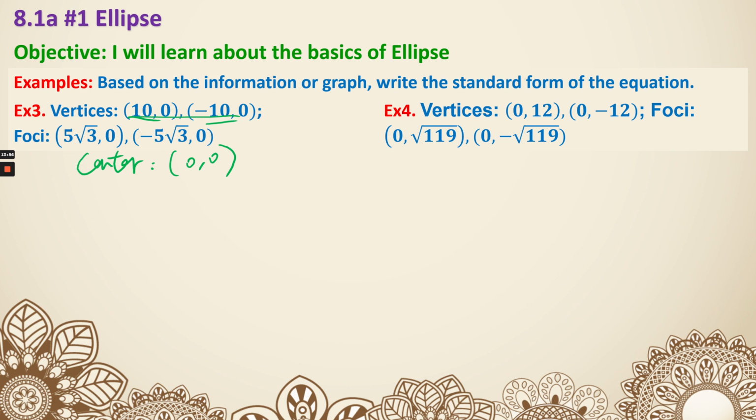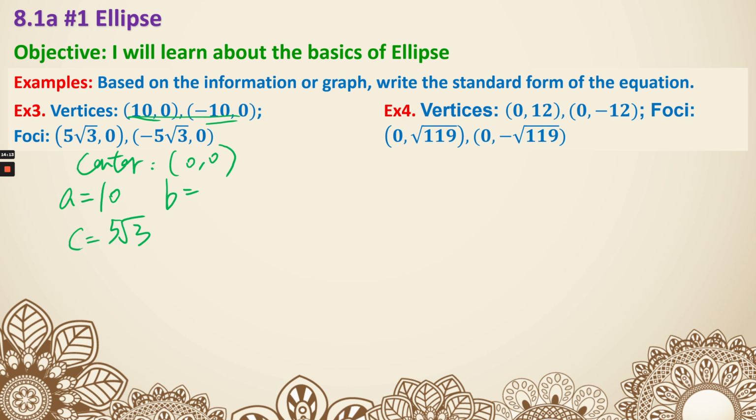Next, from the vertices, we would know our a is going to be 10, because both points are 10 away from the center, so that's why our a is going to be 10. However, we don't know our b. But we do know our c, which is 5 square root of 3.